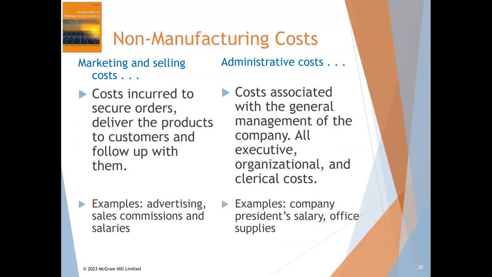Non-manufacturing costs. Marketing and selling costs: costs incurred to secure orders, deliver the products to customers, and follow up with them. Examples could be advertising, sales commissions, and salaries. Administrative costs: costs associated with the general management of the company, all executive, organizational, and clerical costs. Examples: company president's salary, office supplies.